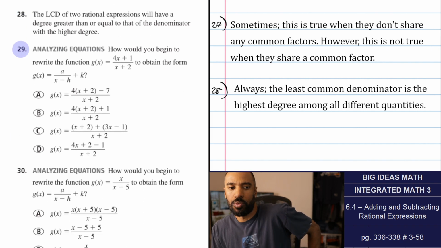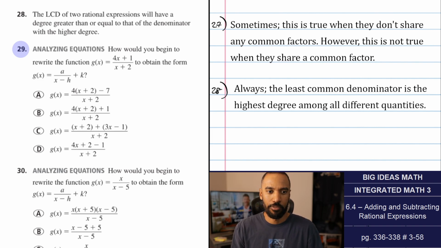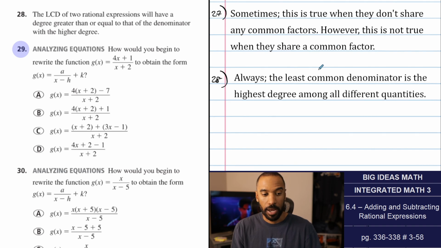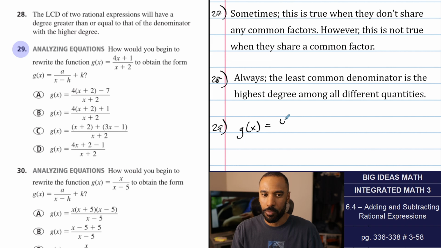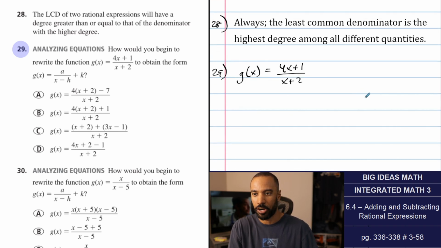All right, number 29, analyzing equations. How would you begin to rewrite the function g of x equals 4x plus 1 over x plus 2 to obtain this form here? How would I do it? I would use the division, but they're talking about doing the inspection, I believe they called it. If you saw the lecture portion, you know what I'm talking about. I want to try and do this myself first before I look at their options.